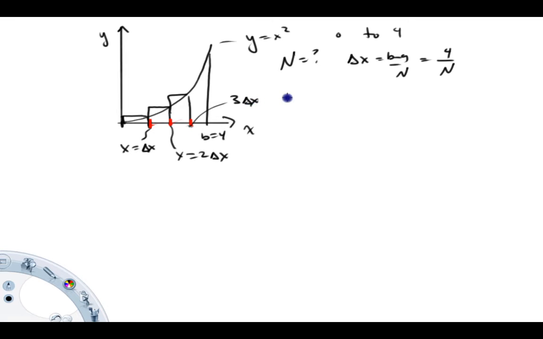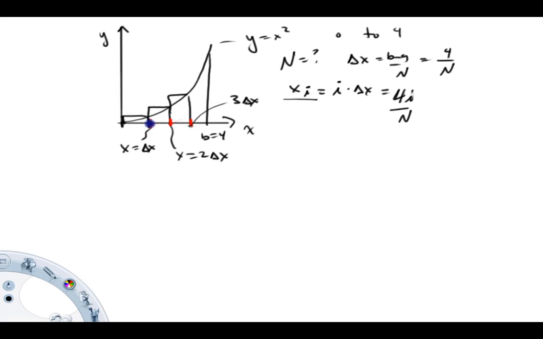So in general here, I can write a little formula that says this. x sub i, which is the x value I need for the ith rectangle, is equal to i times delta x. Or in this case, 4i over n, because delta x is 4 over n. So what I've done now is I've made myself a little formula to give me the x values that I need at the right-hand side of every rectangle.